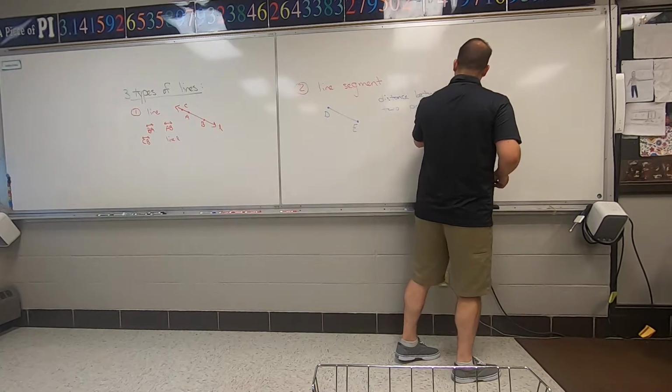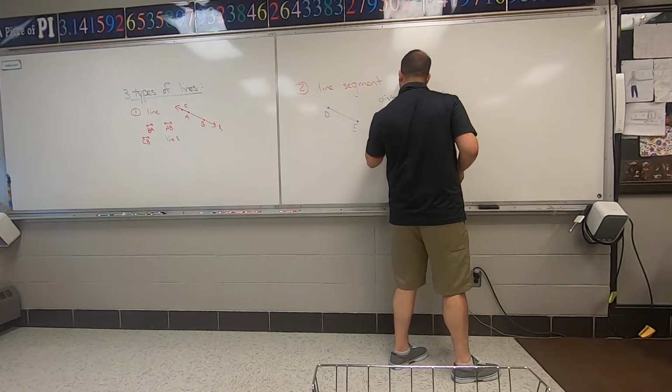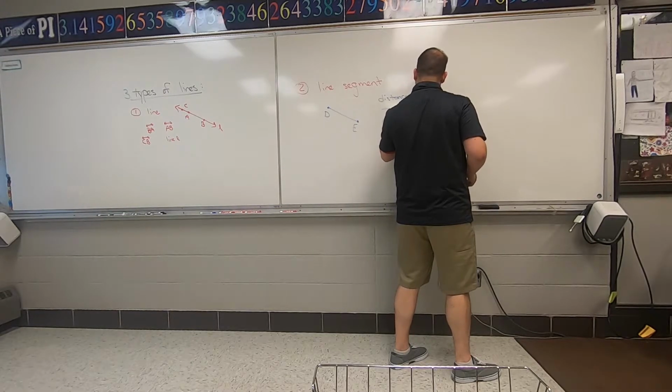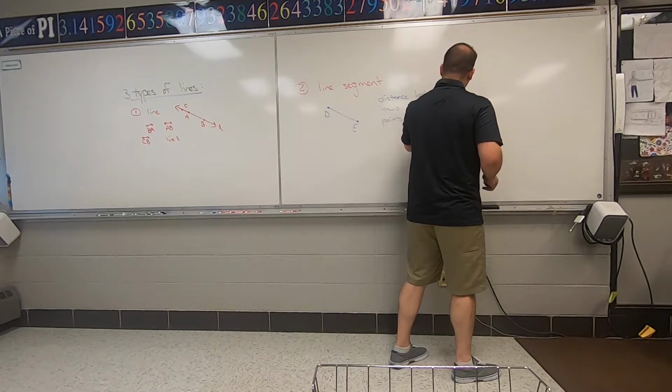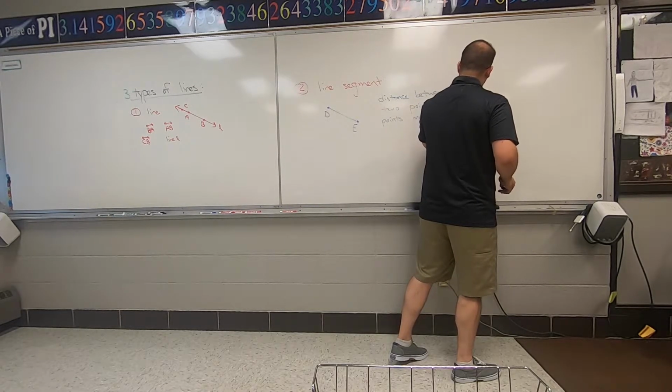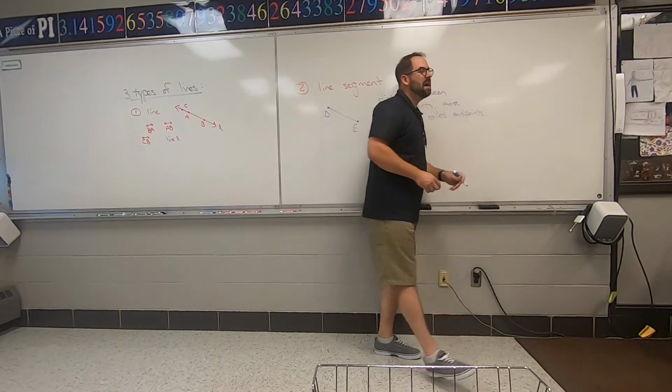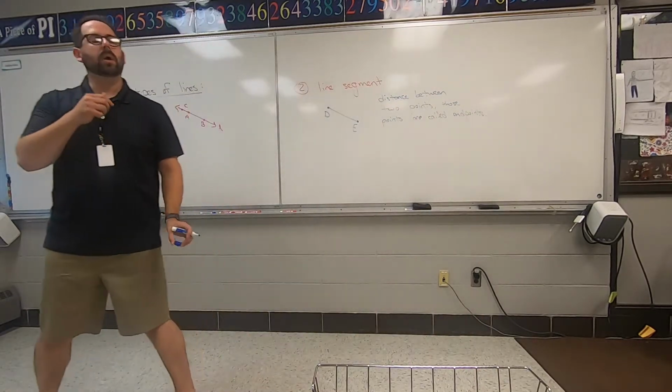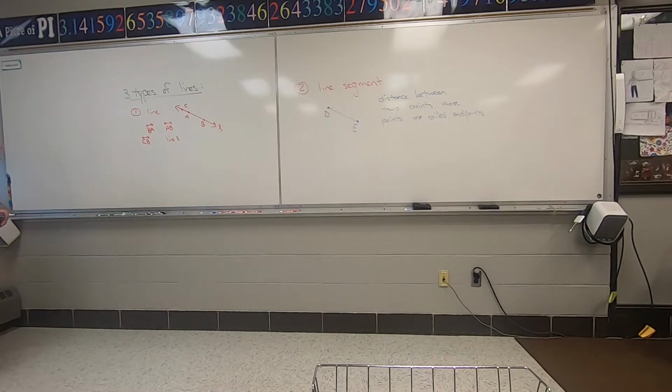Those points are called endpoints. They end. It stops. This is measurable. You could put a ruler down and measure how long it is. Like if you looked at the board and said, let's say that's 7, 8 inches, maybe 10 inches. You can measure it, as opposed to this one, which is infinite.